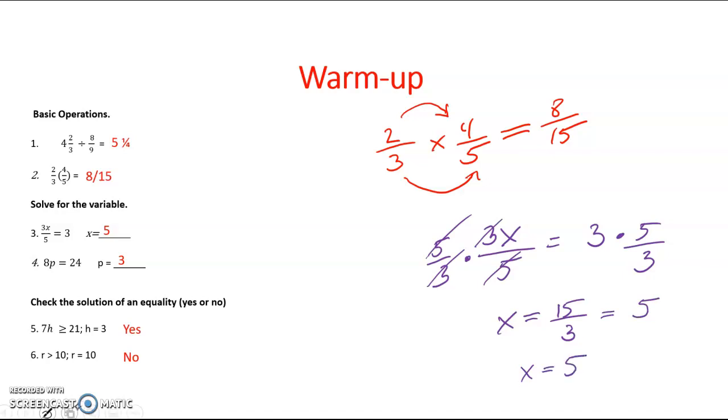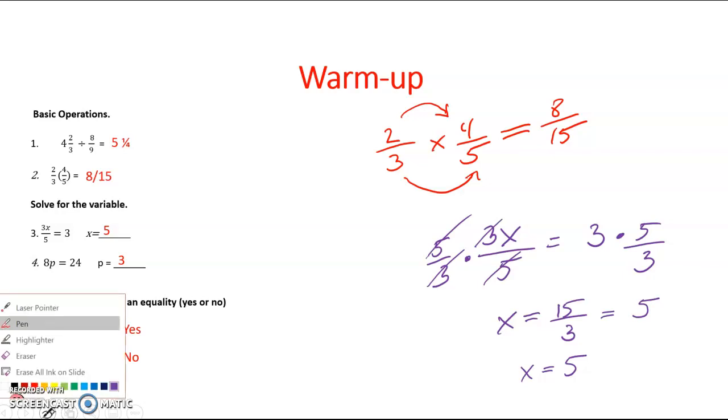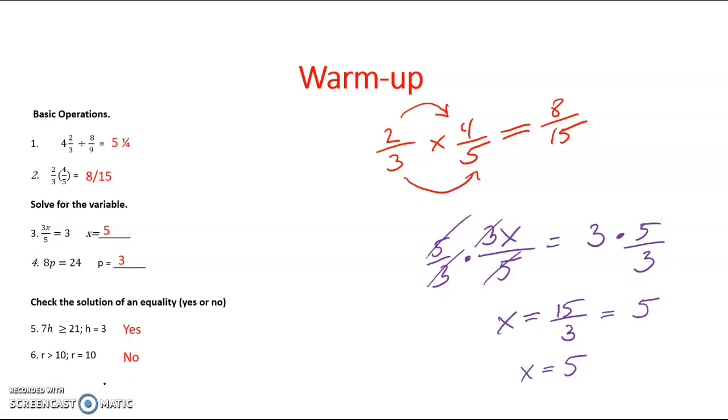All right. I'm going to go and do the third one. I think I have enough space to do the third one in here as well. So I have 3x divided by 5 equals 3. Oh, what am I doing? That's the same one. Scratch that.